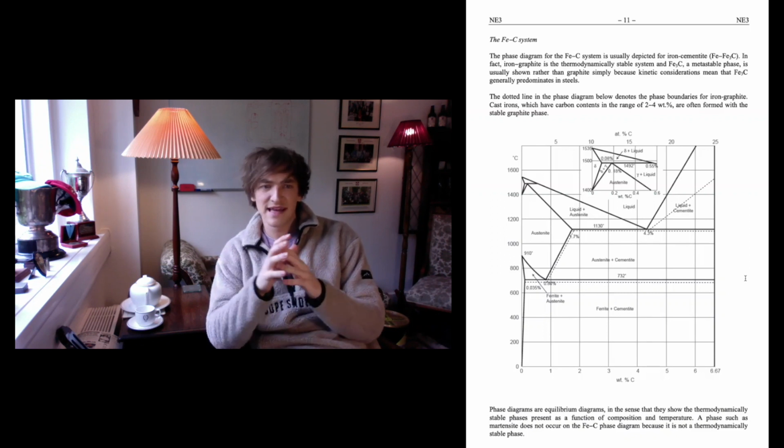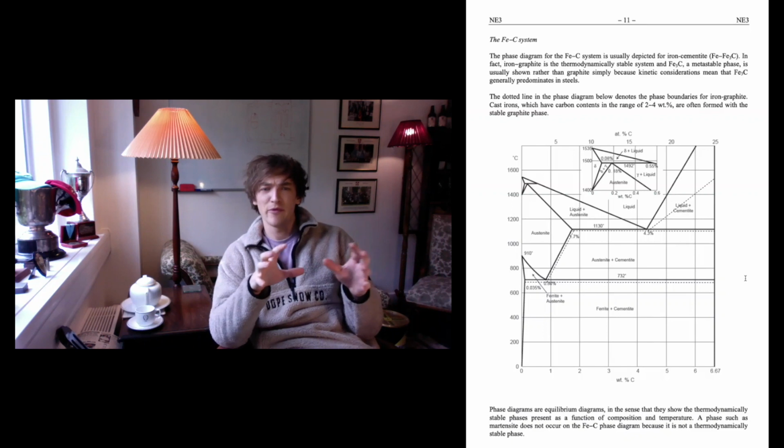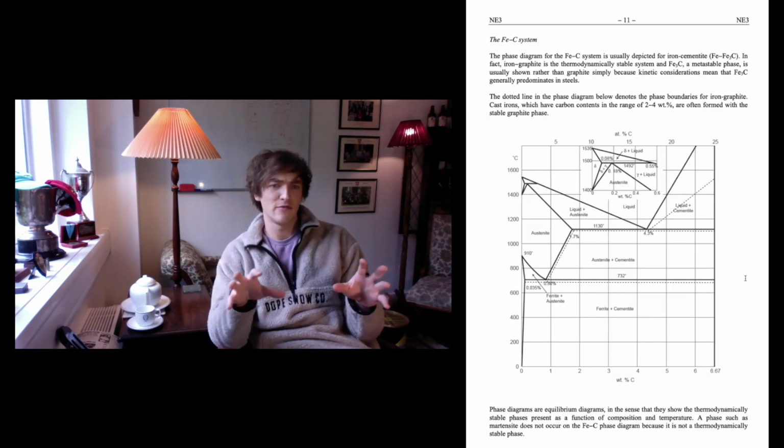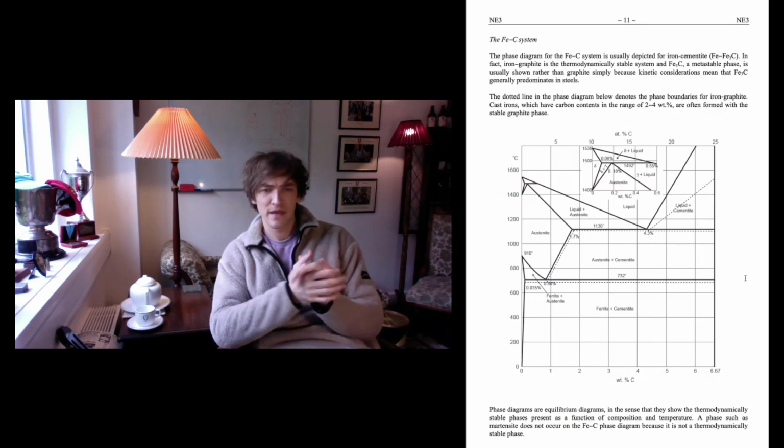You've got dotted lines there. They denote phase boundaries for iron graphite, but I won't overwhelm you with that just yet. Don't worry about them. We'll leave that for another day.